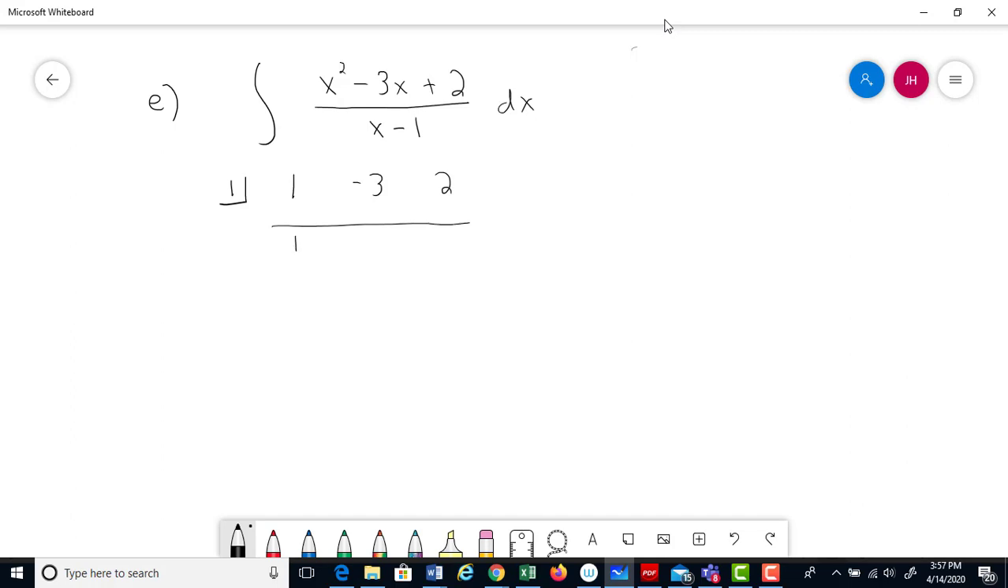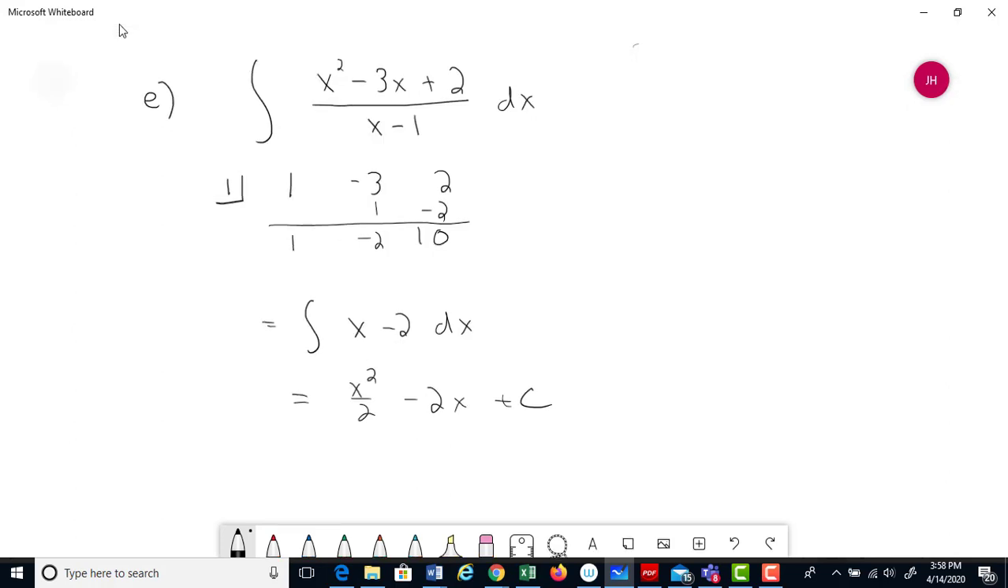Now drop down the 1 and multiply. 1 times 1 is 1, so this gives us minus 2. Of course it divides. 1 times minus 2, so this is going to be equal to 0. So what we get here is this is the same thing as the integral of x minus 2. So this is going to be equal to x squared over 2 minus 2x plus c.